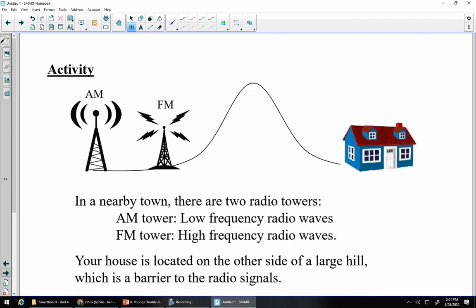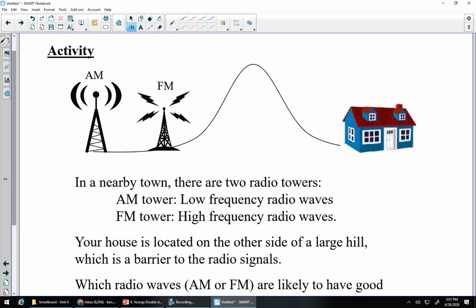Cool. So think about this for a second. We've got AM and FM radio stations. We have talked about these before. AM has lower frequency radio waves, and FM has higher frequency radio waves. I'm going to grab a different color, make it a little bit easier for people to see, I think. So what would you have to be happier listening to your radio in this house? Would you rather have AM or FM for a clearer signal?